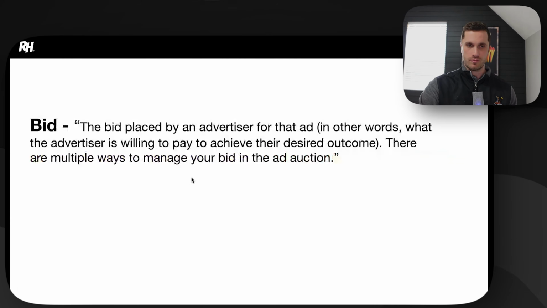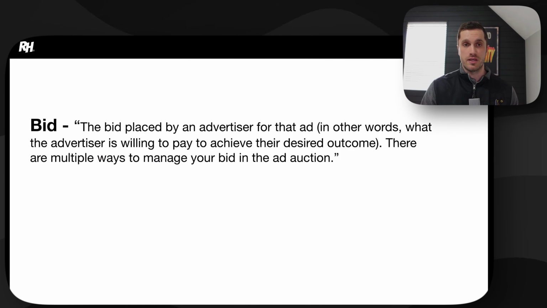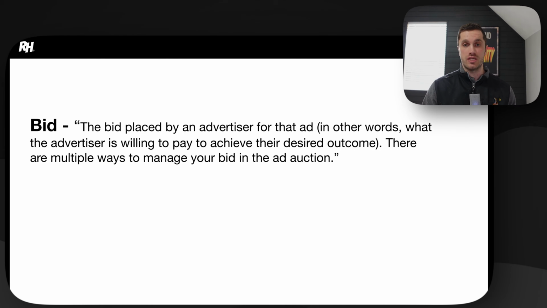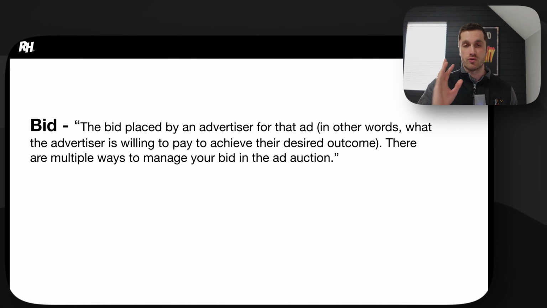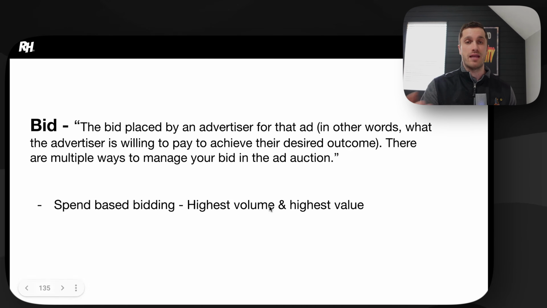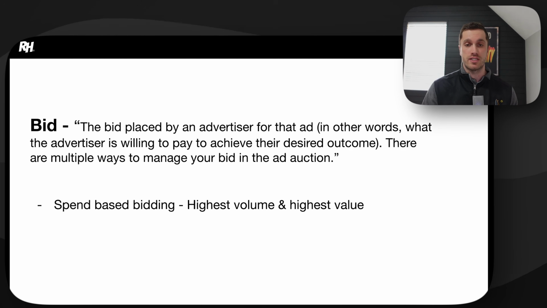So let's look at this. So bid, what is the bid? A bid, very simply, on Meta is a bid placed by an advertiser for that ad. It means, in other words, that the advertiser is willing to pay to achieve that desired outcome. There are multiple ways to manage your bid in the ad auction. This is taken directly from Meta's explanation of how their auction works. Then you have, for example, the bid. So am I willing to spend more per customer? Am I willing to increase that volume or increase the highest value? These are different ways that you can bid.